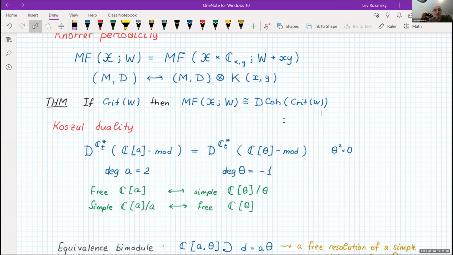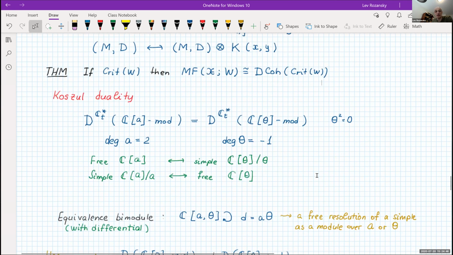Let me go back to Koszul duality. There is a story that the derived category of modules over an even variable A is equivalent to the derived category of modules over an odd variable theta. Variable A has homological degree 2. This C star is an extra action of C star, which provides homological degree to variables. So variables carry homological degree in this case, not just the place in a chain complex. The degree of A is 2, the degree of theta is -1, and a free module on one side corresponds to a simple module on the other side.